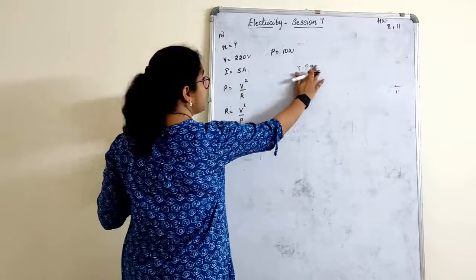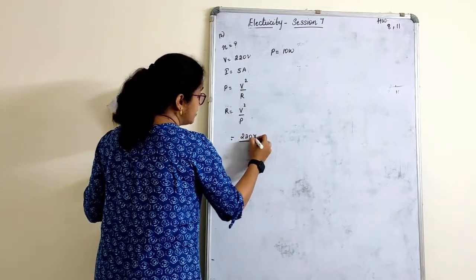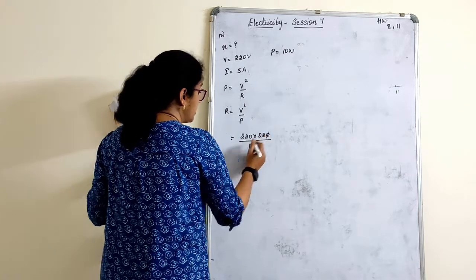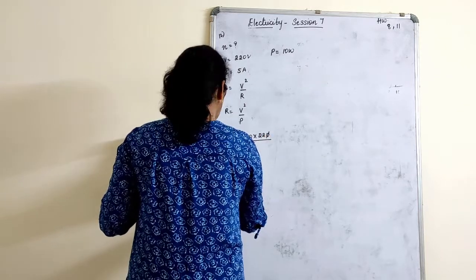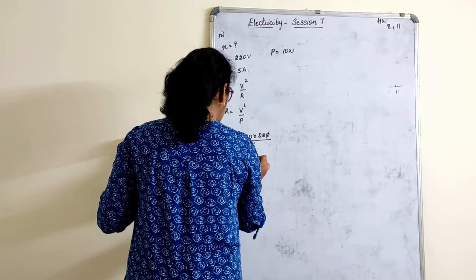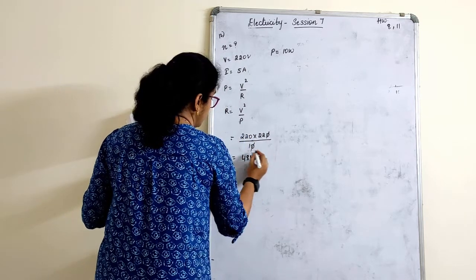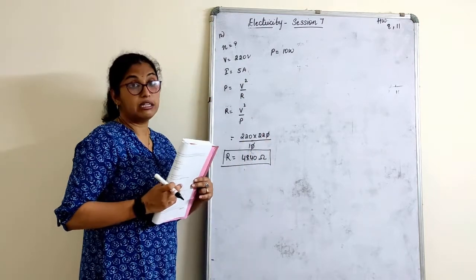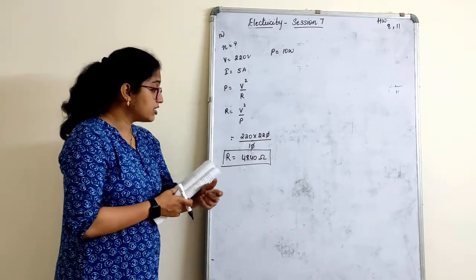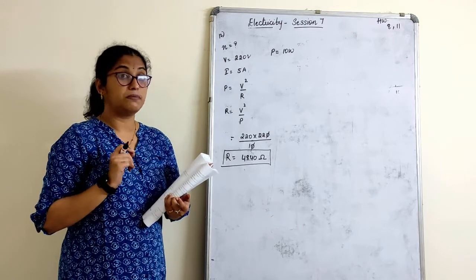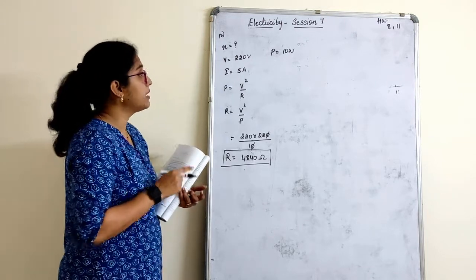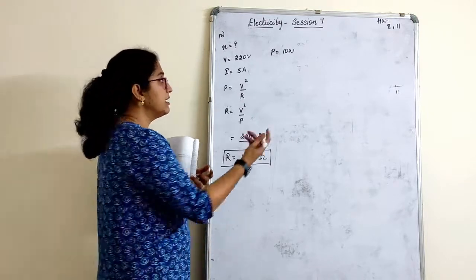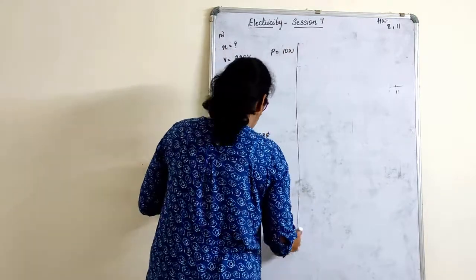That you remember. So 220 into 220 divided by 10. So 22 into 22 is 484, so R is 4840. So now I know the resistance. How many such resistances are to be connected in parallel so that the maximum current drawn by it is 5 amperes? Now did you get the question? Now follow our old method, how we write.